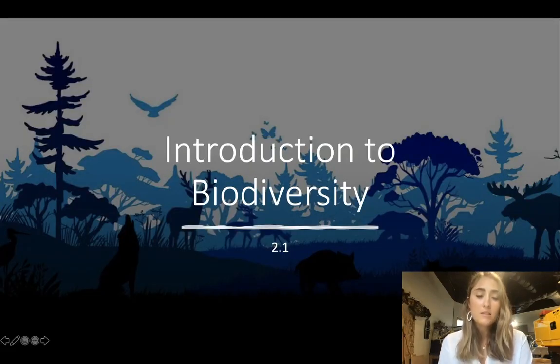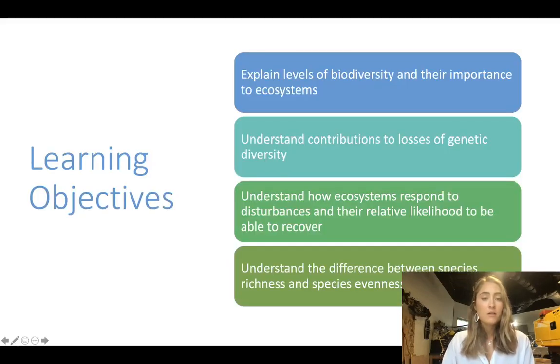This is the start to Unit 2. We are going to be talking about biodiversity, and this is 2.1 Introduction to Biodiversity. Our learning objectives: explain levels of biodiversity and their importance to ecosystems, understand contributions to losses of genetic diversity, understand how ecosystems respond to disturbances and their relative likelihood to be able to recover, and understand the difference between species richness and species evenness.